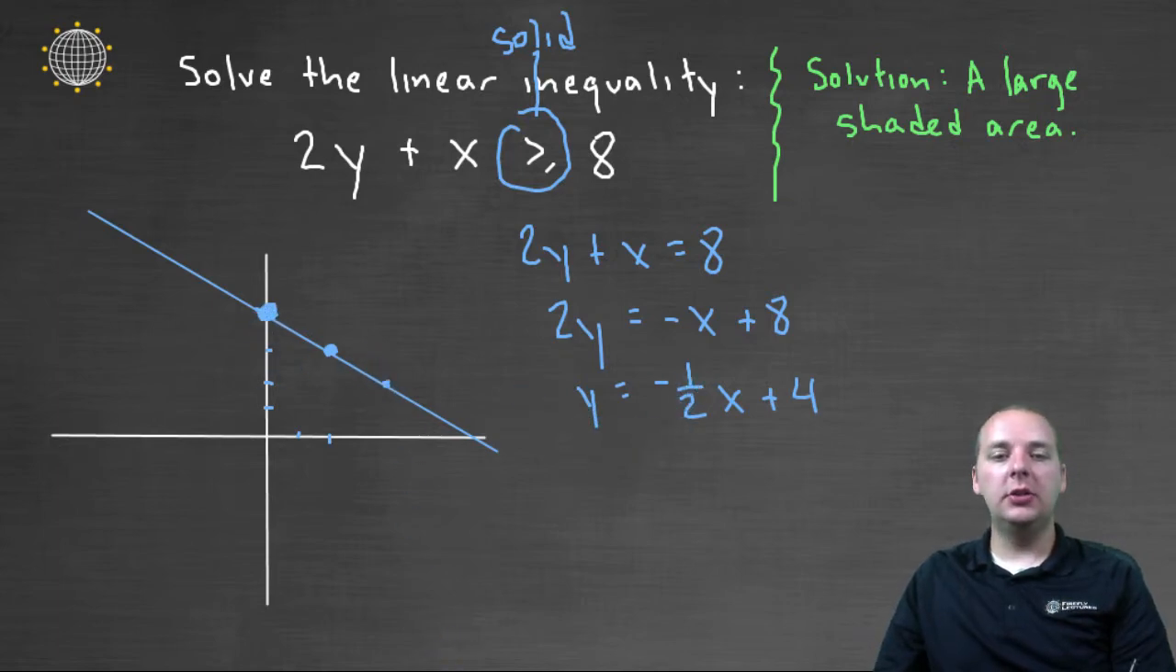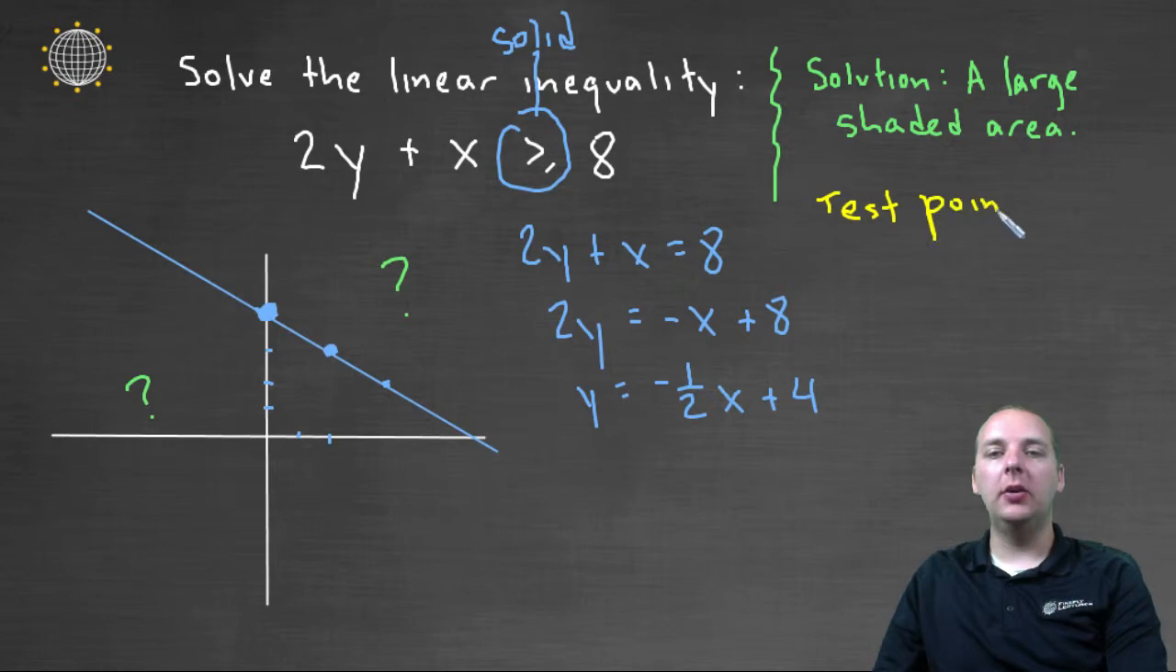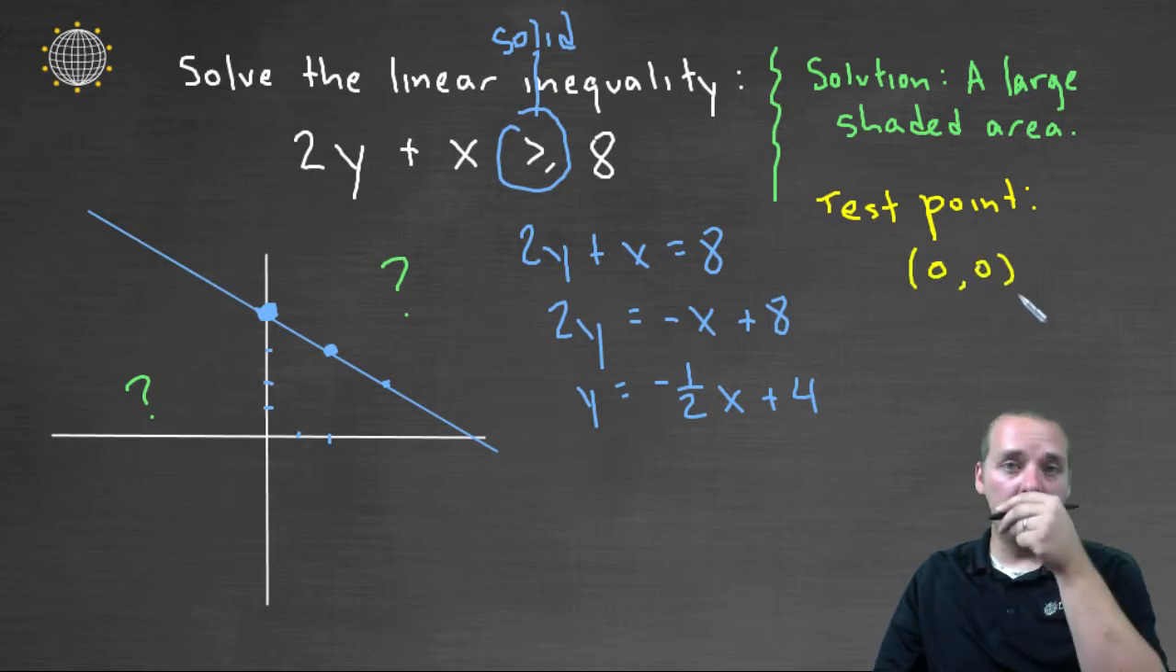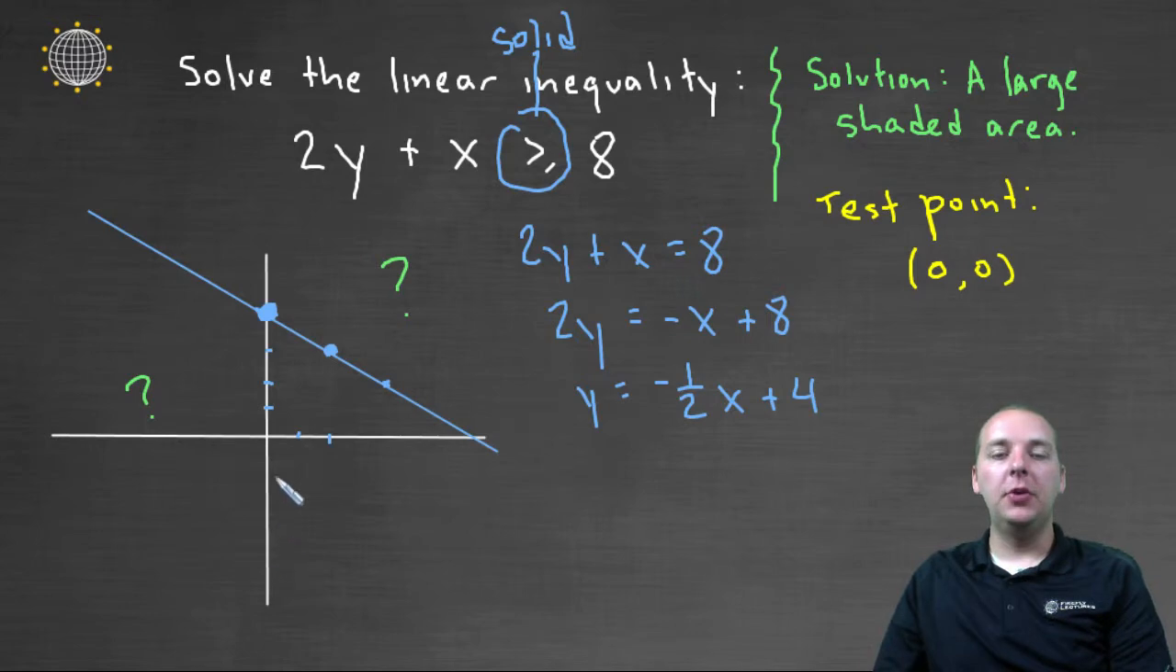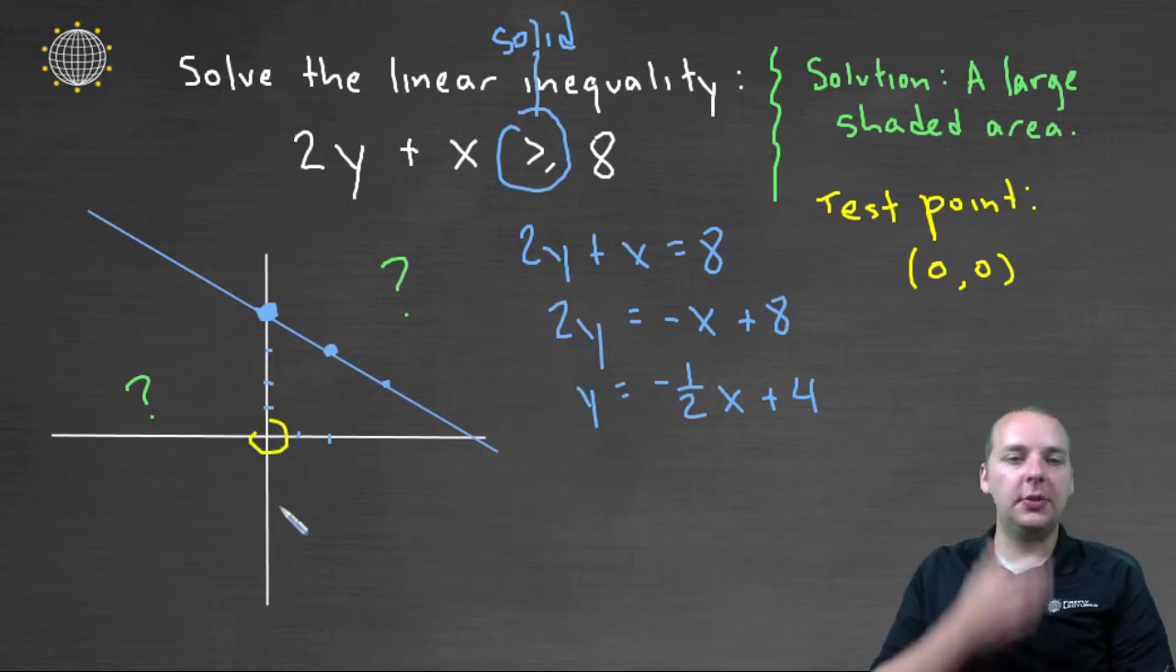And now we're unsure: are the good points on this side or on this side? The way we tell is by picking a test point. We can pick our test point anywhere we want as long as it's not on the line. It clearly has to be on one side or another. I gave a tip in an earlier video that I usually like to pick the test point 0, 0 if possible. You can't do that if your line goes through the origin, but usually you're safe. So let's try 0, 0.